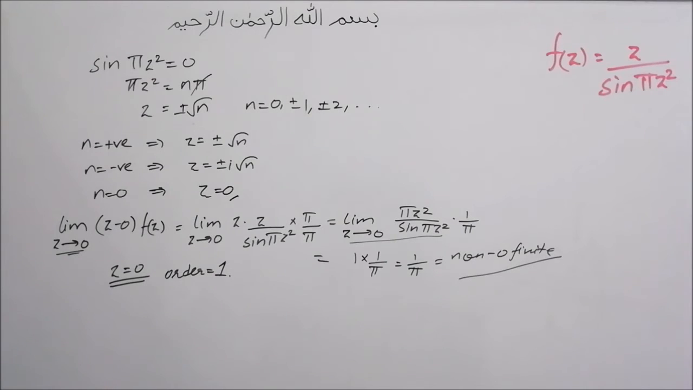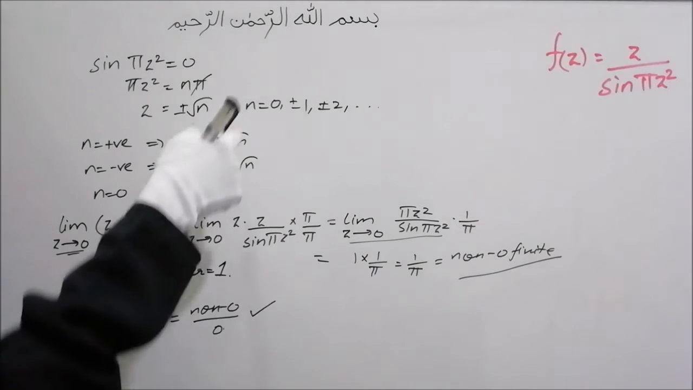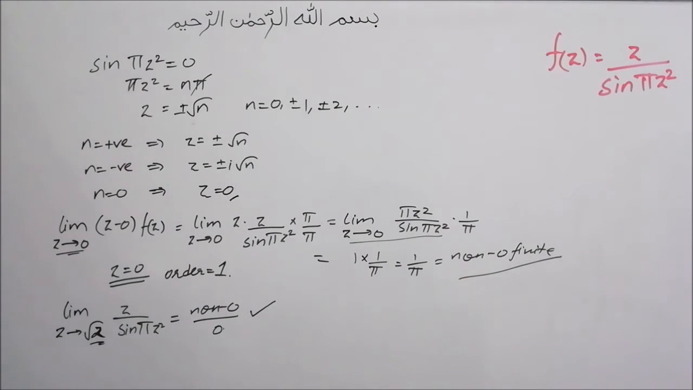And we can also see that if you find here limit z tends to root 2, sine z upon sine pi z squared, we will get here non-zero by 0 form. This also shows that root 2 is a pole. So we can see that z equals to 0 is a pole of order 1 and plus minus root n and plus minus i root n are poles of order 2. So thus our answer is option C.